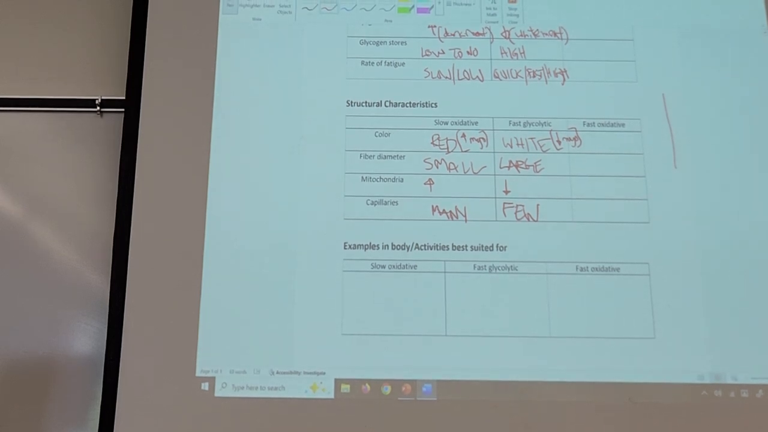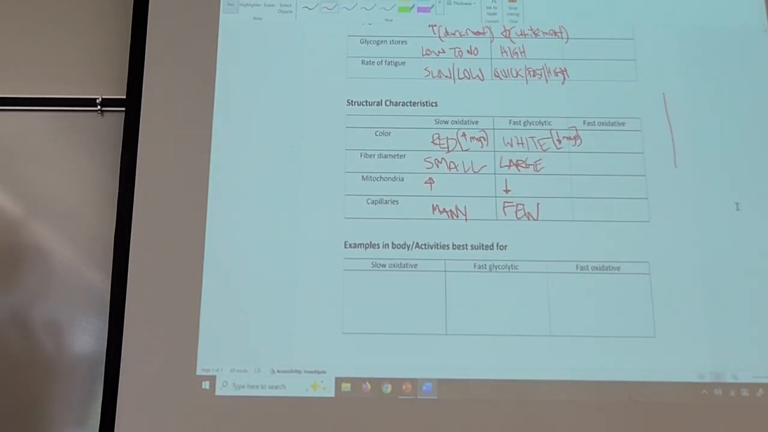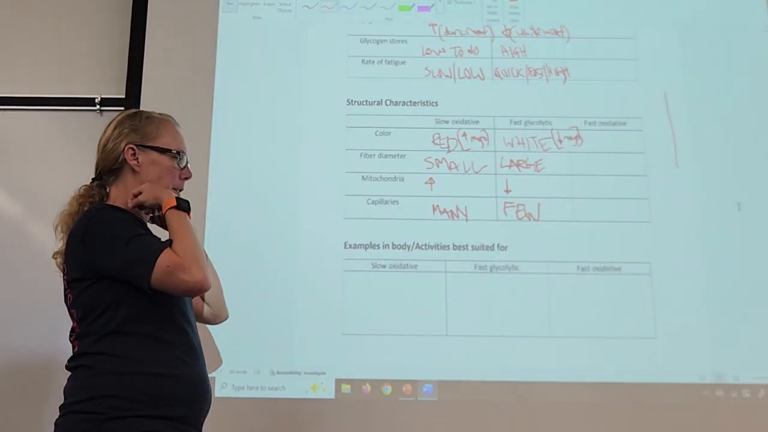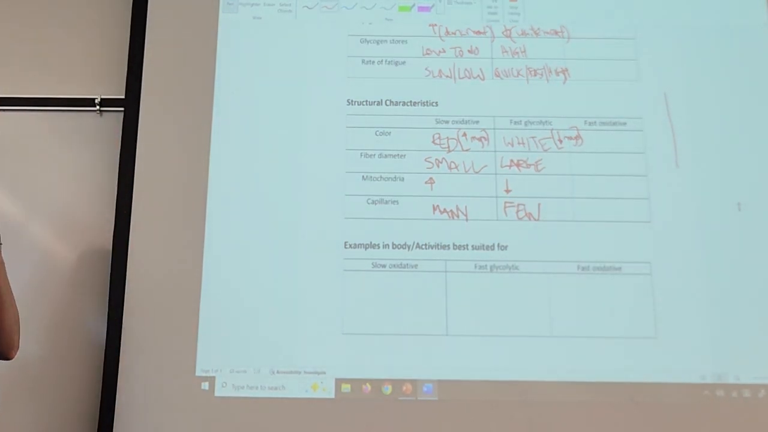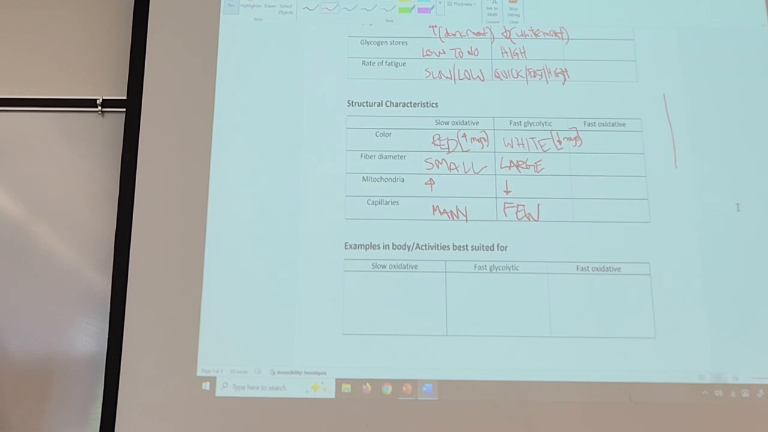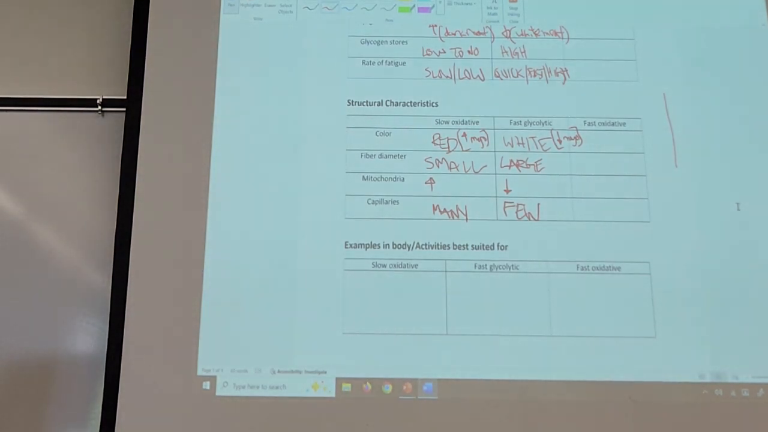Okay. So examples in the body, or activities that are best suited for these different kinds of fibers. Slow oxidative fibers you want in muscles that you're going to be using constantly, right? That you don't want to poop out. You want them to last a good long period of time. So for slow oxidative examples, we can generalize and say postural muscles.